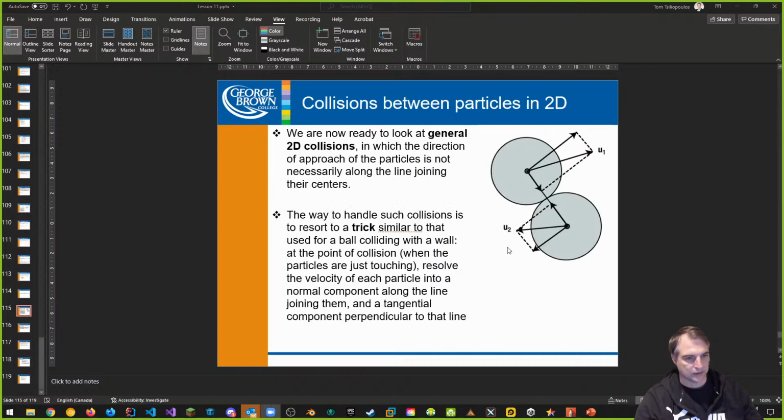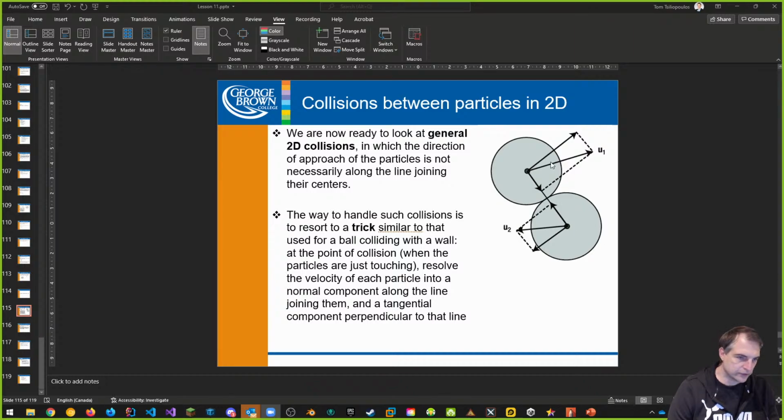What about in 2D? Well, now we get to be more complex, okay? And these are things you should consider, right? The way to handle such collisions is to resort to a trick similar to that used for the ball colliding with a wall. At the point of collision, when the particles are just touching, resolve the velocity of each particle into a normal component along the line joining them and a tangential component perpendicular to that line. So this is the line joining them, right? And then a tangential component perpendicular to that line.